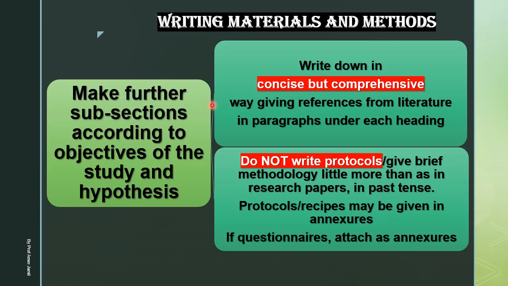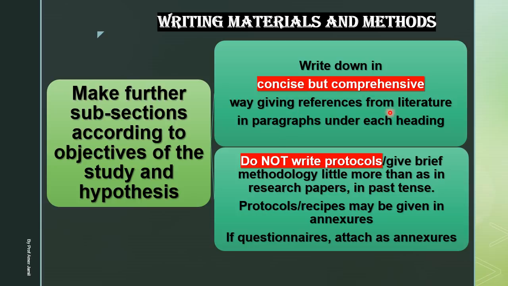Now, to write down the materials and methods, you should make further subsections according to objectives of the study and hypotheses made in your synopsis. You should write down the methodology in concise form, but it should be comprehensive enough that if someone wants to repeat that experiment, by using your reference, he should be able to collect all the relevant information from your thesis as well as from the other research papers from the references you have given.